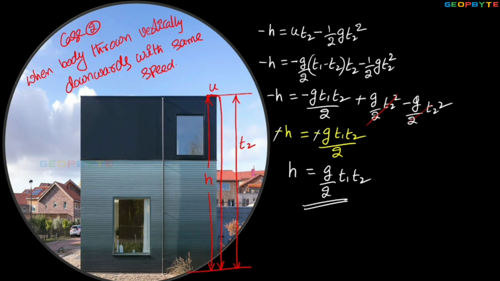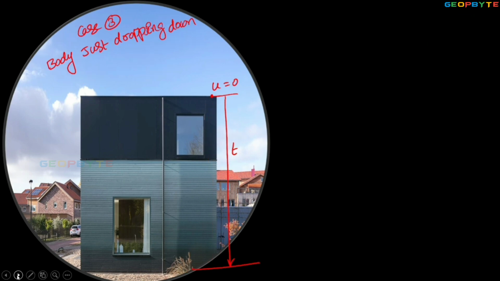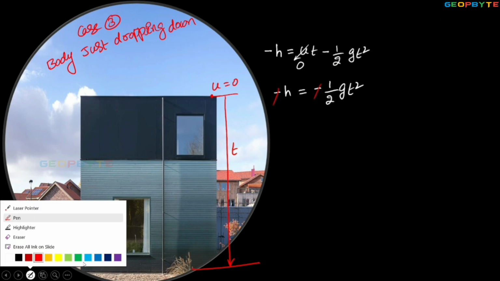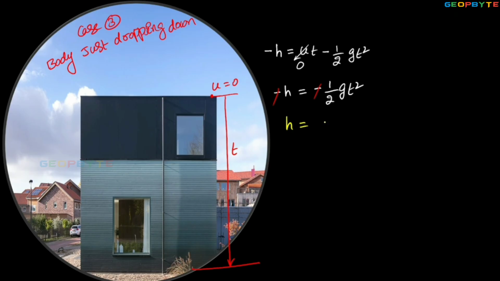Now let us take the third case. Here also minus h equal to u t minus half into g t square. Here the time required is t. But the initial velocity, here the body is just dropping down, is 0. Minus h equal to minus half into g t square. This negative sign is cancelled. Finally it is h equal to g by 2 t square.